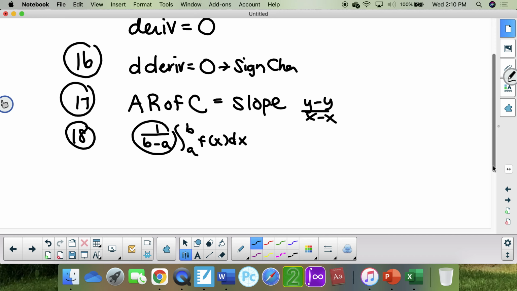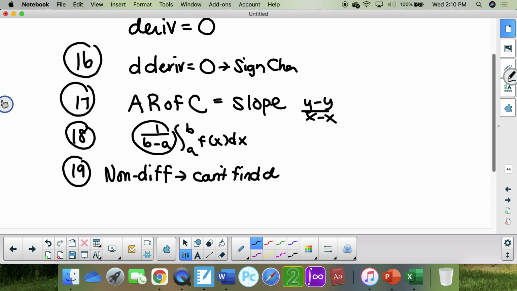Number 19, if it says non-differentiable, it means you can't find the derivative. Like this. At 2, this is non-differentiable because there's a corner right there. You can't find the derivative. That's what non-differentiable means. If it says differentiable, it means you can find the derivative.